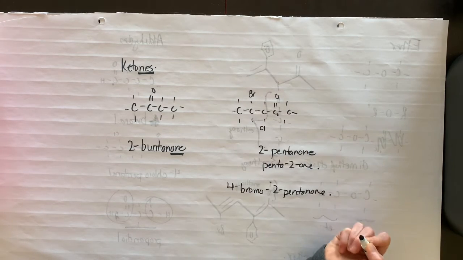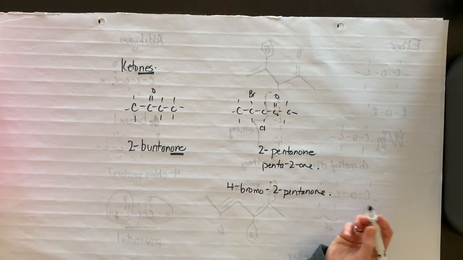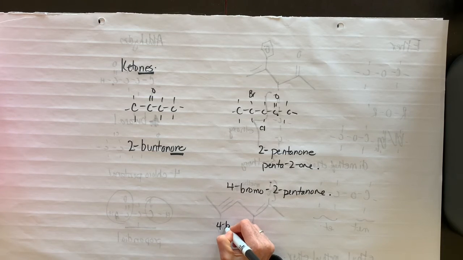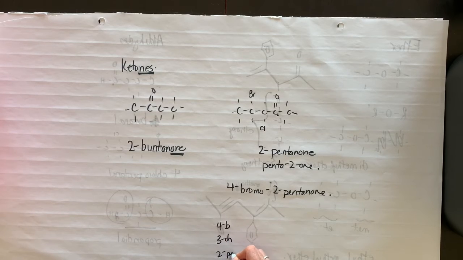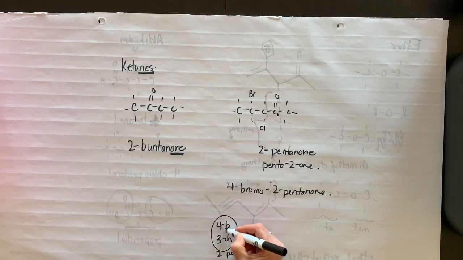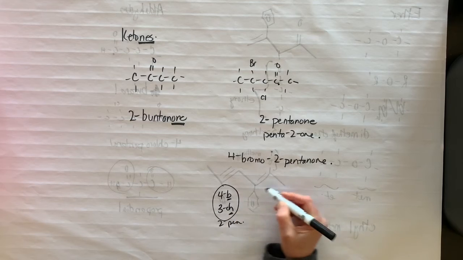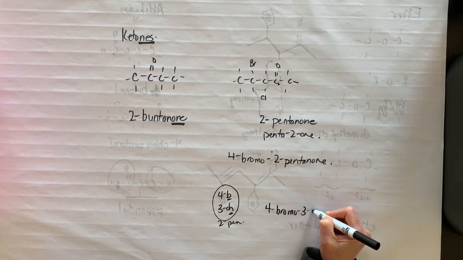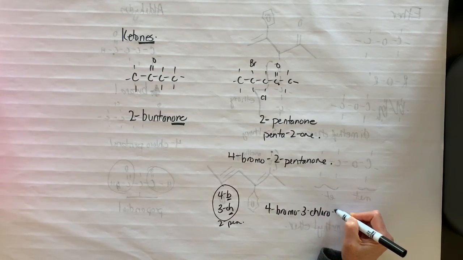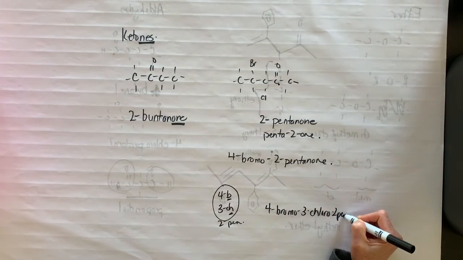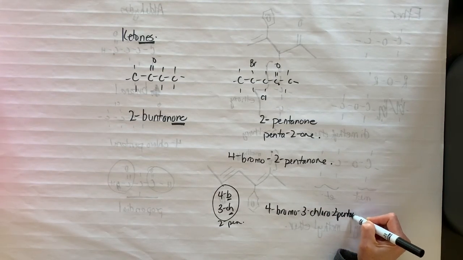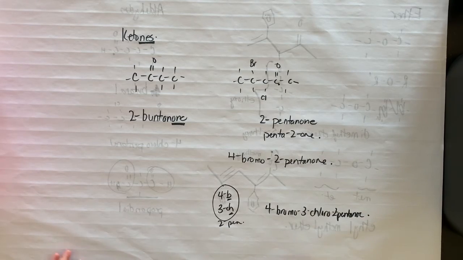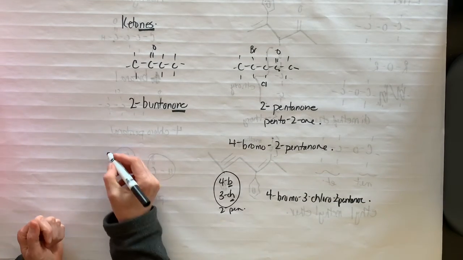If I had a Cl there, then you would go back to our other way of naming. You'd say, I've got a 4-bromo, a 3-chloro, and a 2-pentanone, and they would go alphabetically. B comes before C, so that would be 4-bromo, 3-chloro, 2-pentanone.